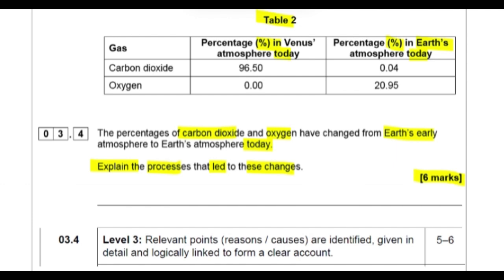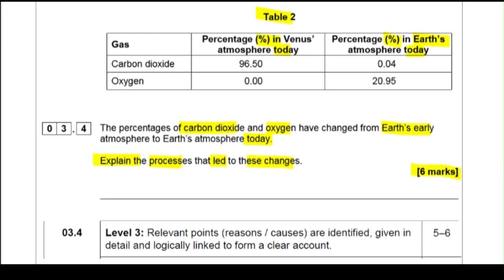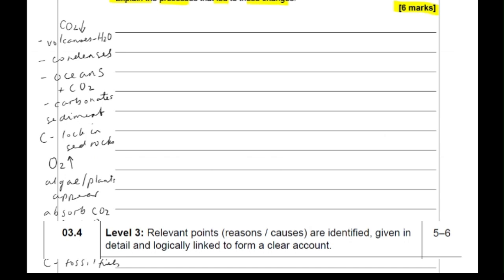That's what you need to be able to write. So, as with all of our 6 mark questions, we must plan. And so we use our pencil down the side of our page and we make a plan. And if we look at the pencil marks that I've made here on the left-hand side, we can see that carbon dioxide has gone down on the Earth.